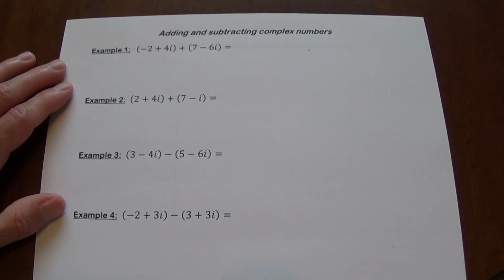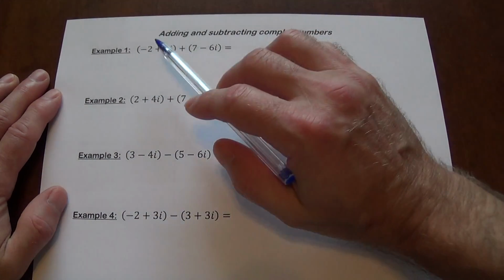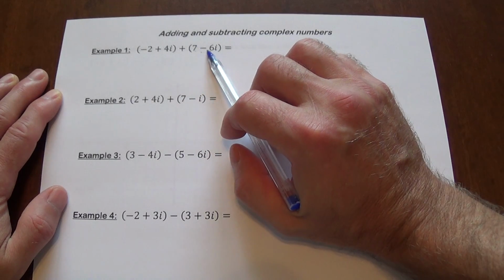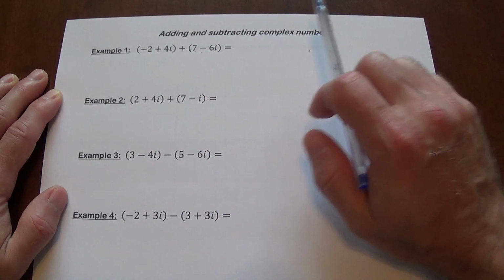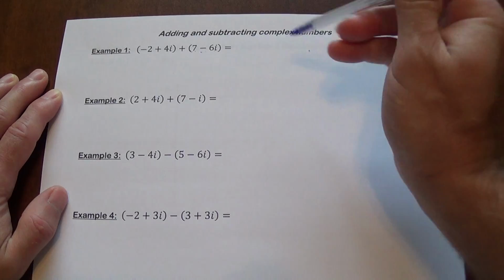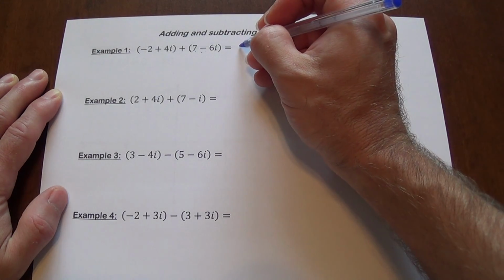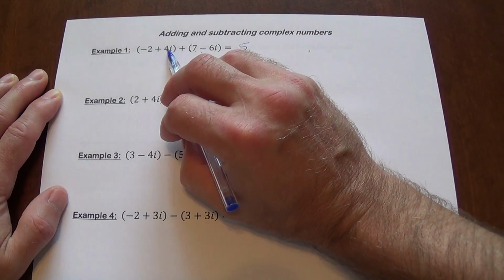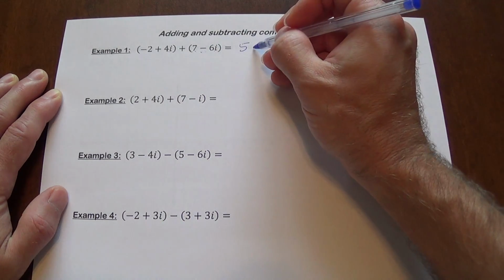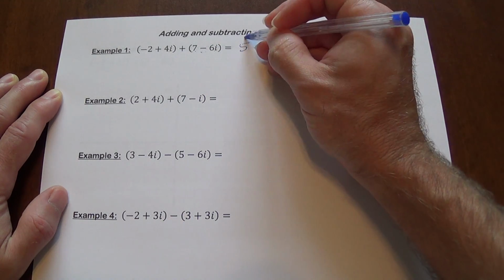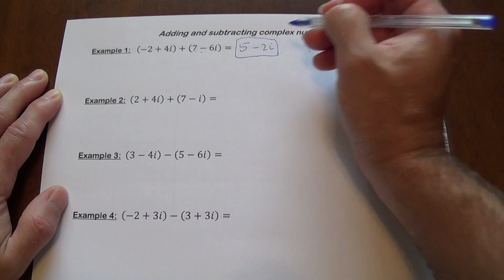So let's do some examples. So I have negative 2 plus 4i plus 7 minus 6i. I usually tell students just do this. Just do negative 2 plus 7, which is 5. And then do 4i plus negative 6i, which will be negative 2i. And so you get 5 minus 2i.